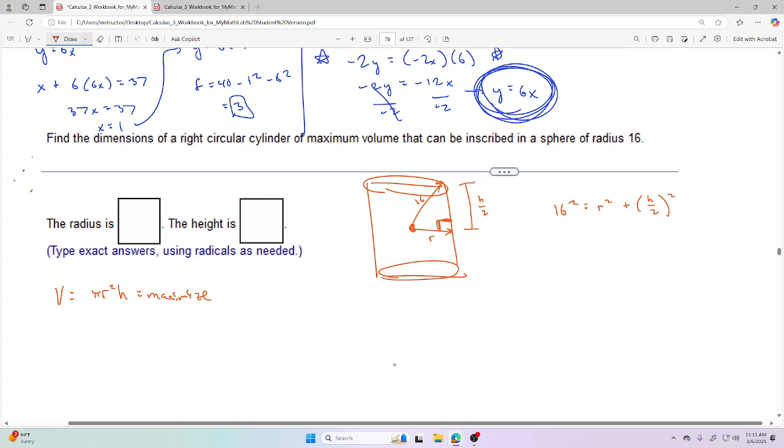Let me write it down right here. So I don't want to put an equals. That's not right here. I'm going to have r squared plus h over 2 all squared, minus 16 squared is equal to 0. This is my constraint. This is my f. This is my g. Now we're ready for Lagrange.